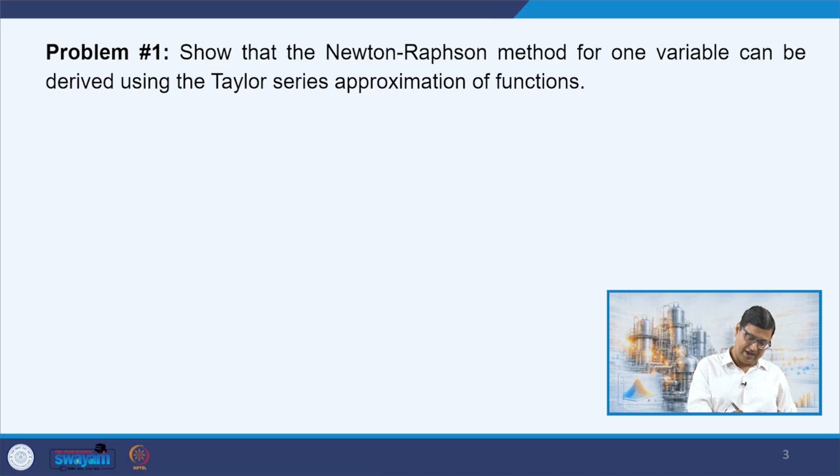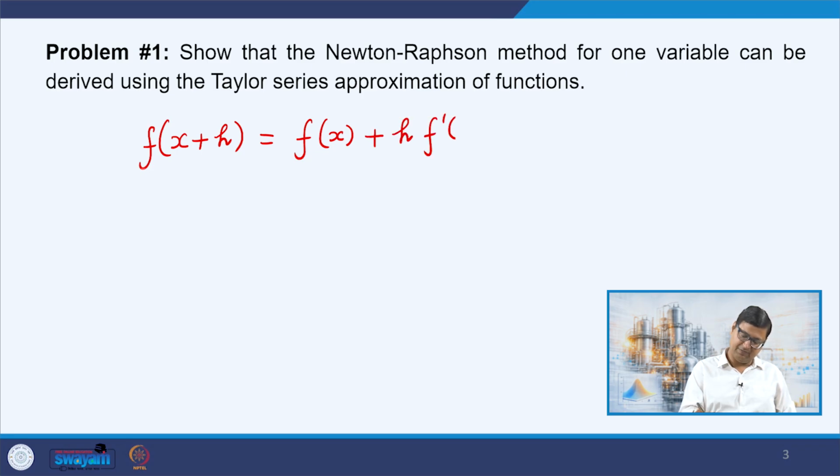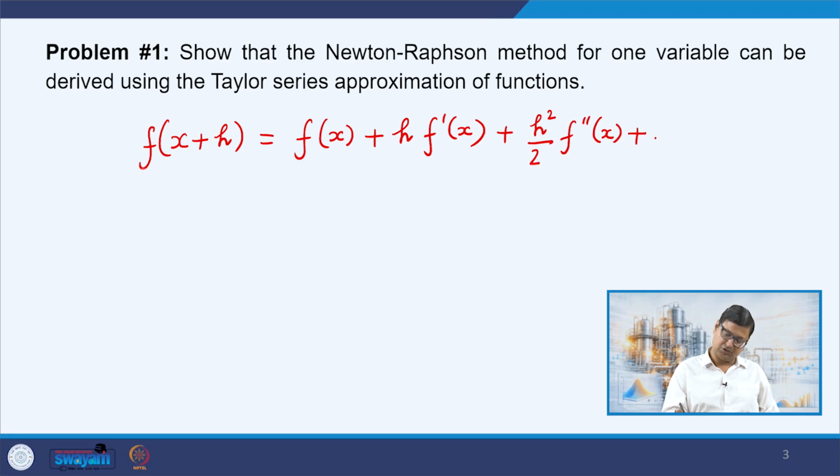I have discussed the Newton Raphson method, and in fact, if you think about it, it can be interpreted as coming from the Taylor series approximation of functions, which is what I want to show. So, for example, if I have a function f of x, then I can write f of x plus h, for a small value of h, as something like f of x plus h f prime of x plus h square by 2 f double prime of x and so on.